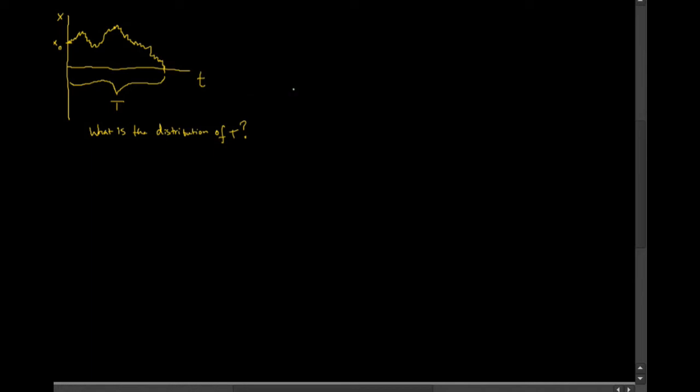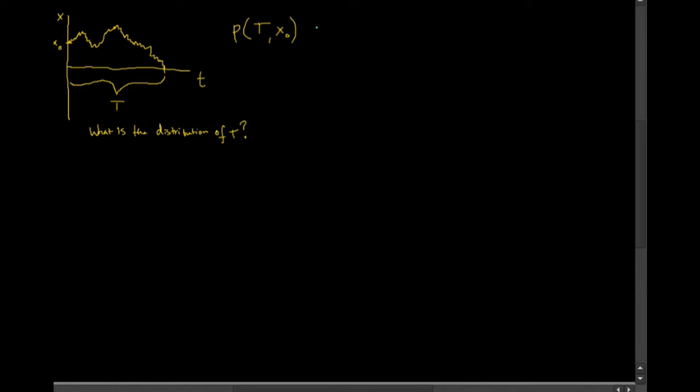So how are we going to go about solving this problem? We can define some probability density function of T, which is in the end the thing that we want to solve for. It's also going to depend on the initial position, because if I start really close to the origin, the distribution of first passage times is going to be concentrated at smaller values, and if I start really far from the origin, it's going to be concentrated at larger values. So there's this dependence on x naught.